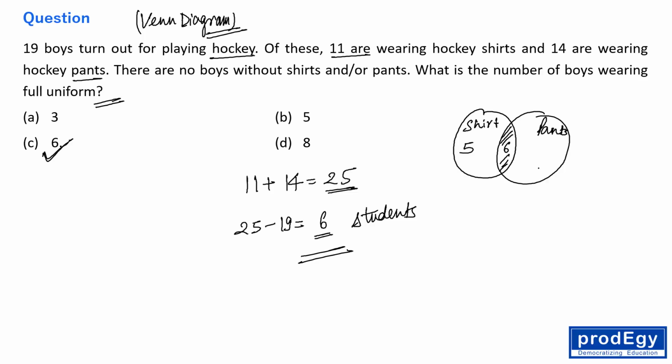And in the oval of pant, the total entries must be 14. So this is 9. So 6 plus 9, right? So 5 candidates are wearing only shirts, and 9 candidates are wearing only pants, and 6 candidates are wearing pants as well as shirts. So this is the complete uniform area, right? This is the answer. All right, everyone, fine? Getting it? It's a very simple one, right? A very simple question. Fine. Now let's move to another one.